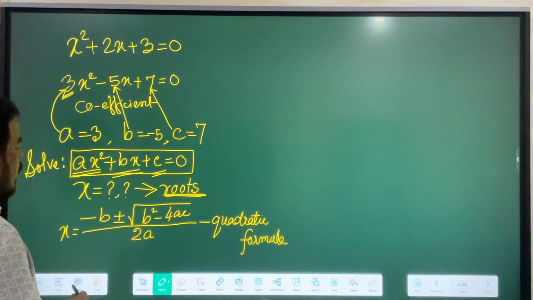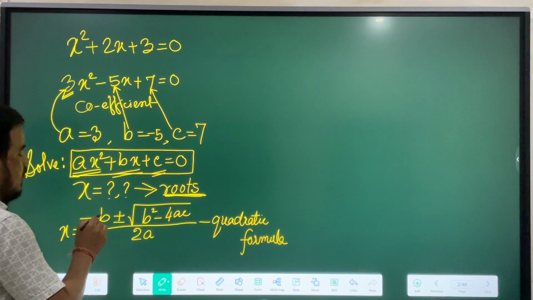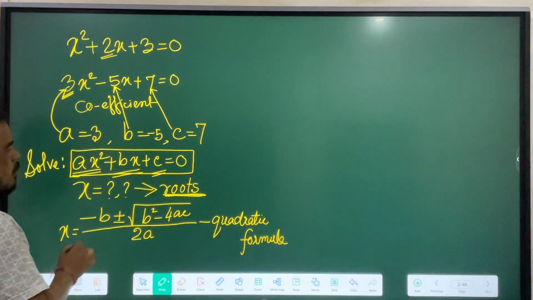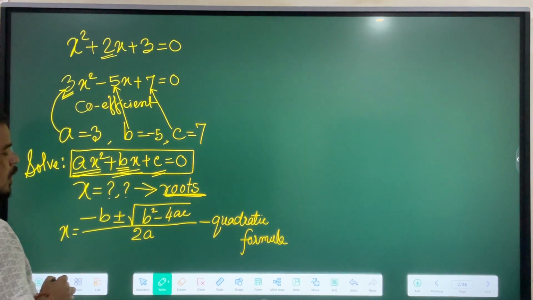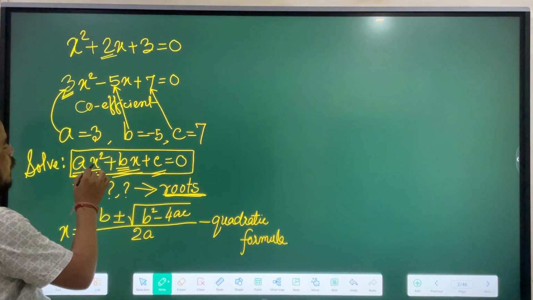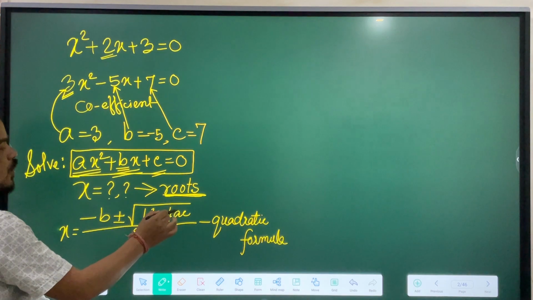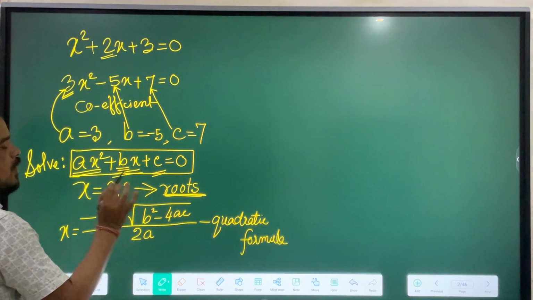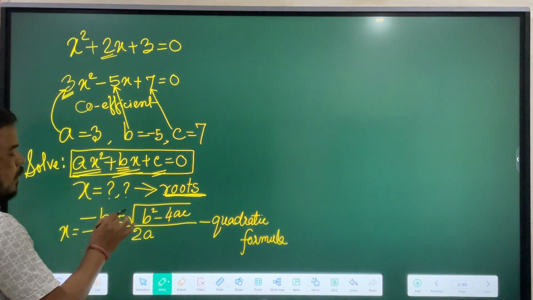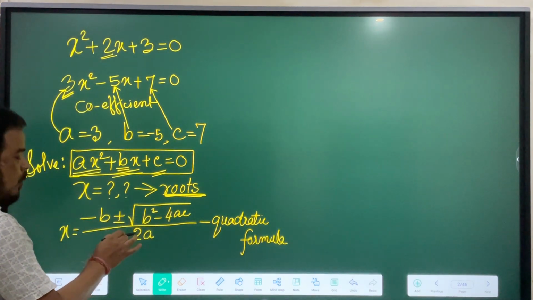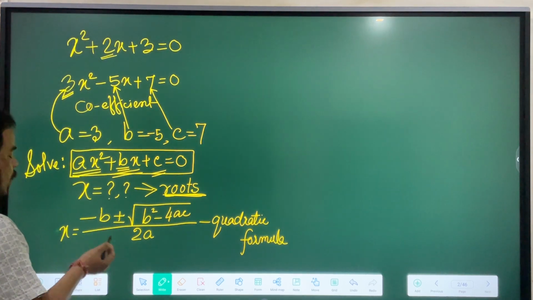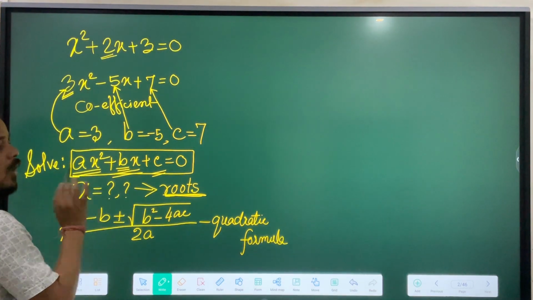Now the question is, what is b? B is the coefficient of x. This is b. What is a? Coefficient of x square. What is c? Whatever term is there without x, excluding x, that will be c. That means the constant. So in place of b, a, c, we will just put the values. After that we will do the calculation. After doing the calculation, we will get the value of x, that will be the roots of the equation.